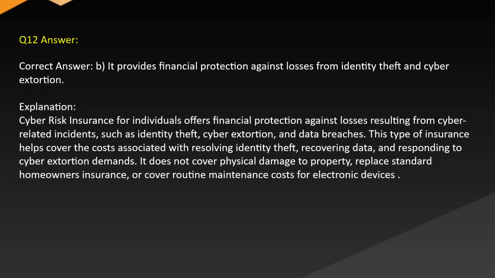Correct answer. B. It provides financial protection against losses from identity theft and cyber extortion. Explanation. Cyber risk insurance for individuals offers financial protection against losses resulting from cyber-related incidents, such as identity theft, cyber extortion, and data breaches. This type of insurance helps cover the costs associated with resolving identity theft, recovering data, and responding to cyber extortion demands. It does not cover physical damage to property, replace standard homeowners insurance, or cover routine maintenance costs for electronic devices.